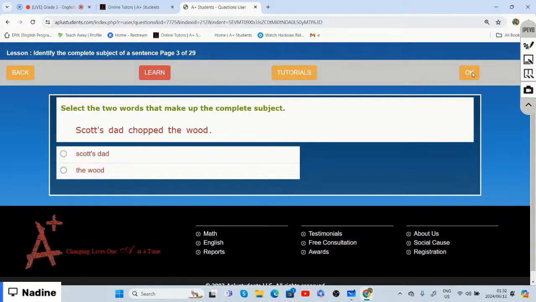We now need to select two words that make up the complete subject. Two words. It says Scott's dad chopped the wood. Scott's dad chopped the wood. So we need to select the two words that make up a complete subject. Is it Scott's dad or is it the wood?